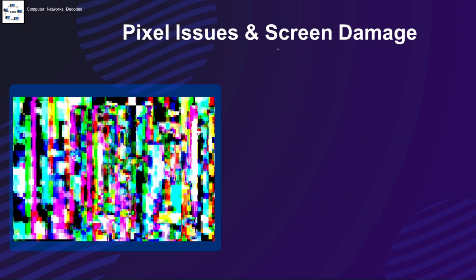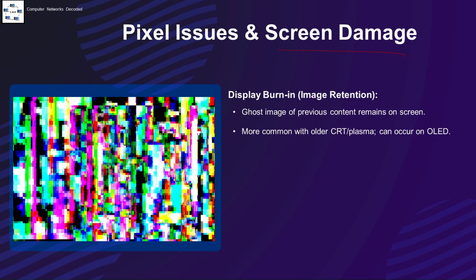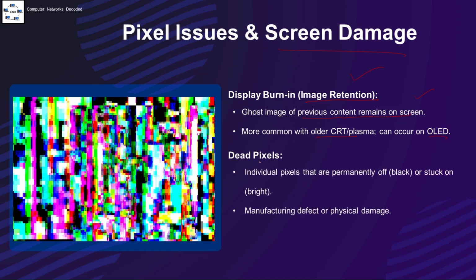Pixel issues and screen damage. Display burn-in, that is image retention. A ghost image of previous content remains on the screen, and this one is more common in older CRT or plasma screens, but can also occur on OLED. Dead pixels, individual pixels that are permanently off, that is black, or stuck on, that is bright, may be due to manufacturing defect or physical damage to the display.